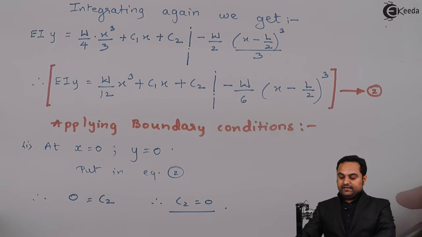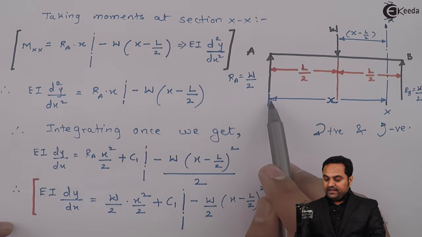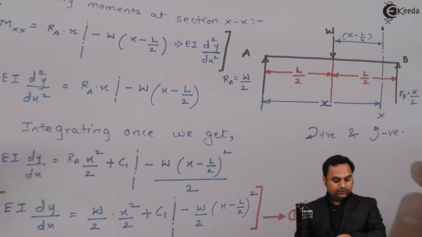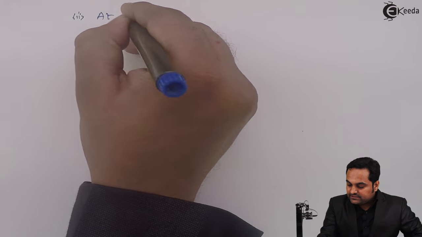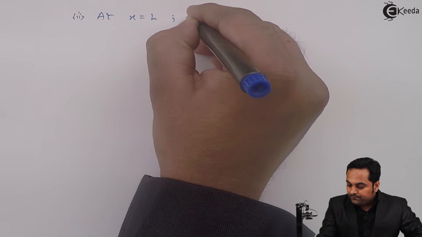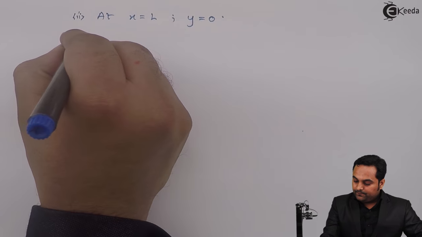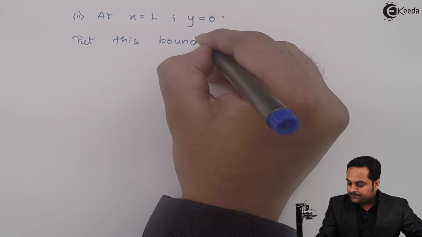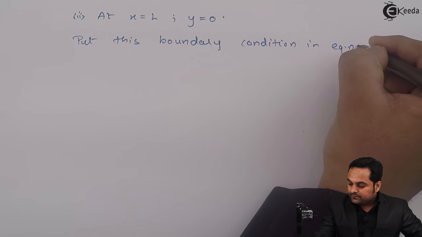Now I'll use the second boundary condition. In that, I'll say that when the distance x is equal to capital L, again the deflection is 0. So the second boundary condition is at x is equal to L, y is equal to 0. So now again put this boundary condition in equation number 2.